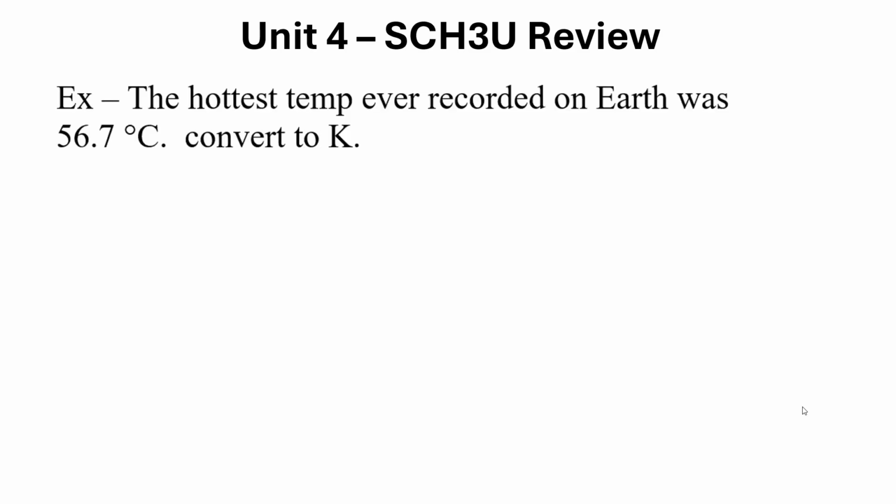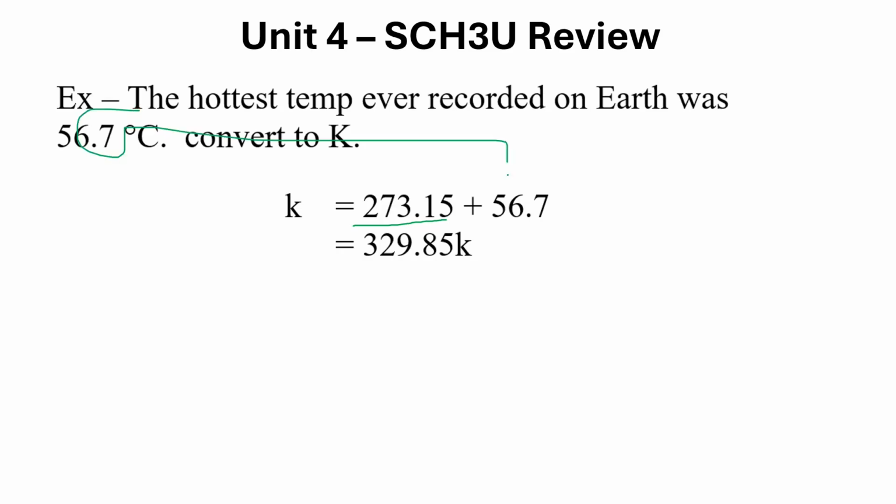So how do we use this in a problem? Well, the hottest temperature ever recorded on Earth was 56.7 degrees Celsius. Let's convert to Kelvin. So all we need to do is take our magic number, 273.15, and add it to the temperature in Celsius given in the question, and double check my math, but 329.85 kelvins should be our answer.